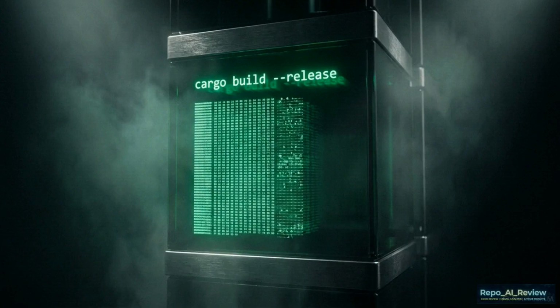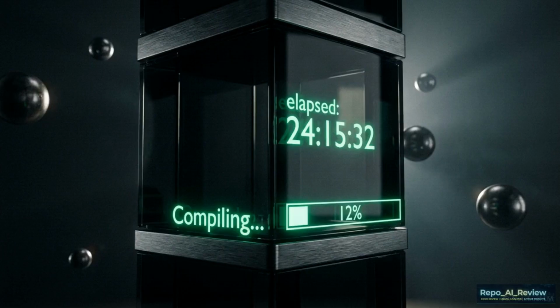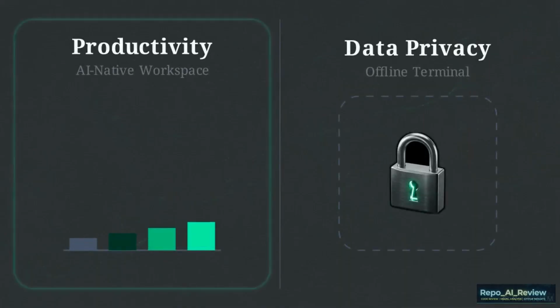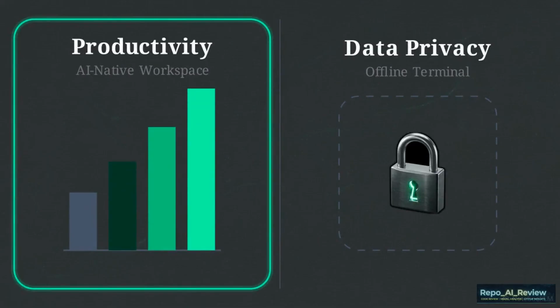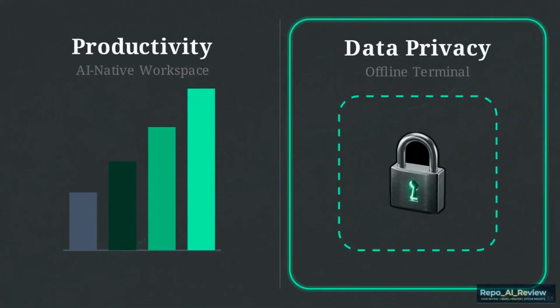The technical footprint is also significant. Building this UI-heavy terminal from source requires a substantial Rust toolchain and much longer compile times than traditional lightweight emulators. The choice comes down to the productivity of an AI-native workspace versus the data privacy of a traditional offline terminal.